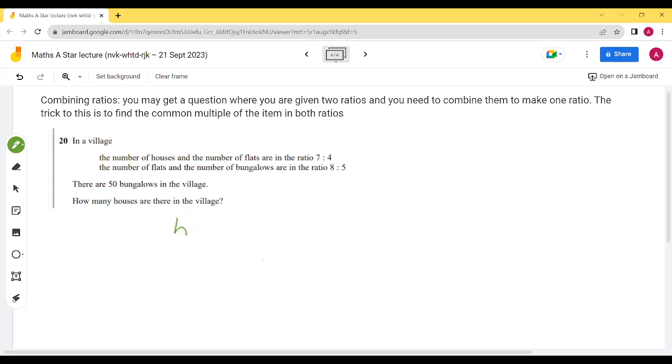So we can write H to F to B and put the two ratios we're given on top of each other because we've got houses to flats is 7:4. And then we got flats to bungalows is 8:5.